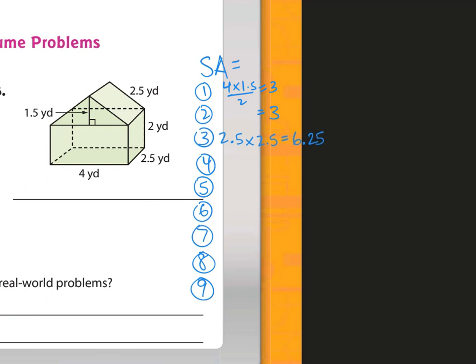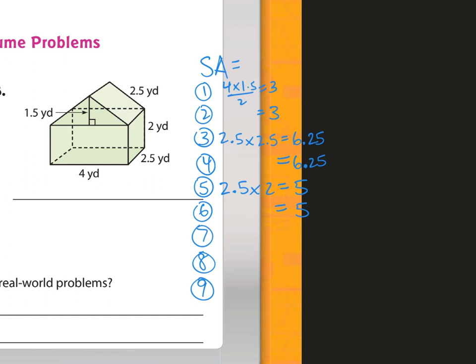And the right side is going to be the same as the left side. So I just took the area of this roof over here, and the other side of the roof is going to be the same. So this is 6.25 for the left side of the roof. And I'll take now the area of this side wall here. So that's 2.5 times 2, which is 5. And that's the same as the left-hand wall right here, which is also 5. They have the same area.